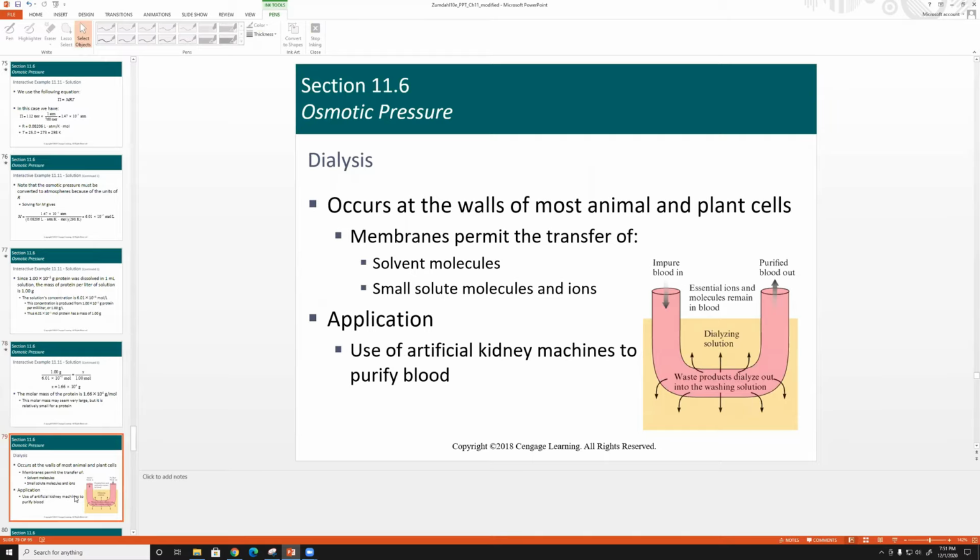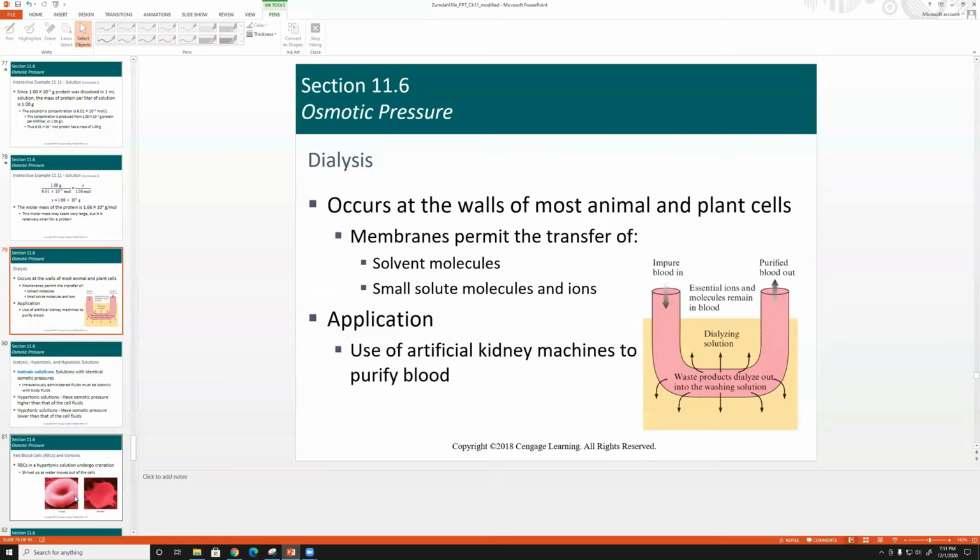Okay, the last thing we're going to talk about is dialysis. It has to do with osmosis, kind of, but instead of the solvent moving, it is the solute moving. Dialysis occurs in a lot of membranes in our body, and it occurs in our kidneys. In our kidneys, our blood is filtered constantly. When our blood goes around our body, it has different oxygenating substances in it. It has oxygen radicals. It can have other things in it.